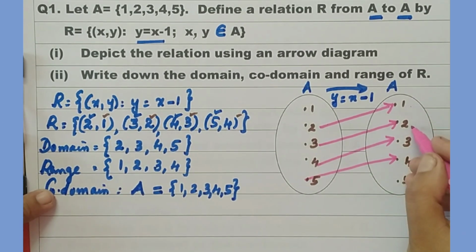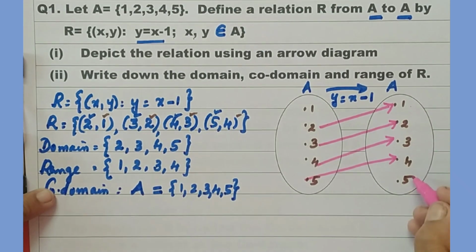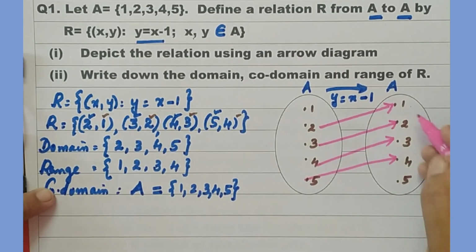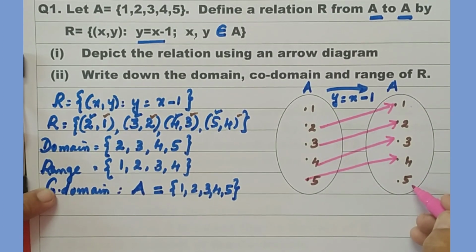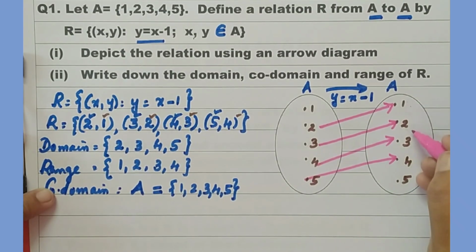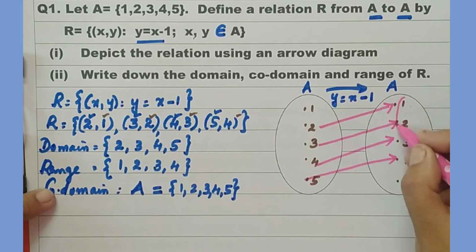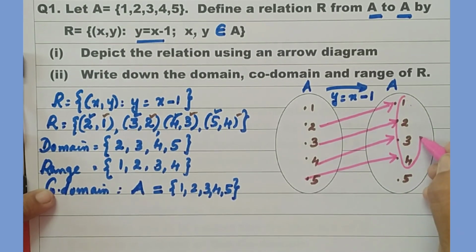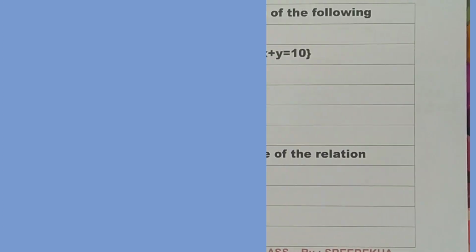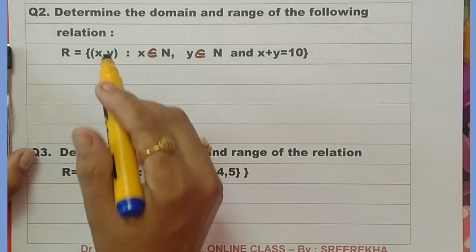Remember, {1, 2, 3, 4} is the range. But the full set A is the codomain. {1, 2, 3, 4, 5} is the codomain. Remember, the range {1, 2, 3, 4} is actually a subset of the codomain. Come with the next question.